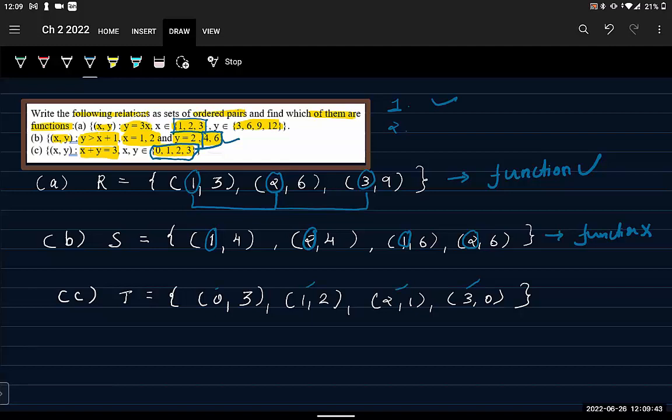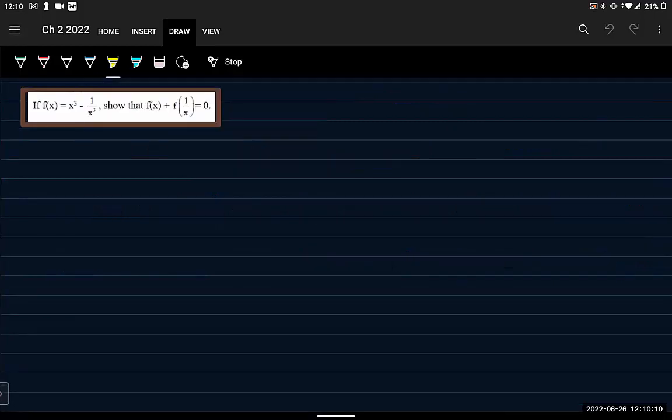Now for the second condition, all the elements of the domain must be unique. It cannot be repeated. Here we can see the first element is never repeated. Every time we have unique values of the first element. So the second condition is satisfied. So the third relation is a function. First and third are functions, second is not.